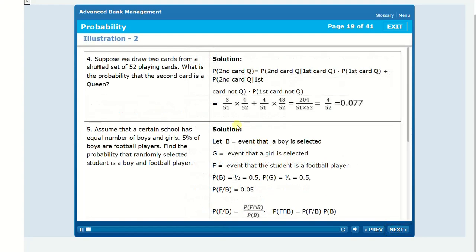Illustration 2. 4. Suppose we draw 2 cards from a shuffled set of 52 playing cards. What is the probability that the second card is a queen?